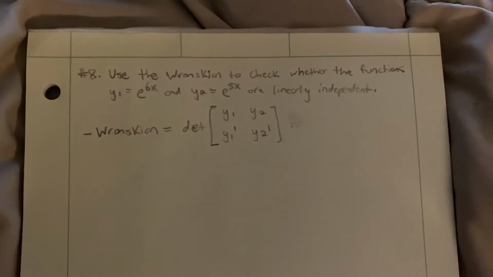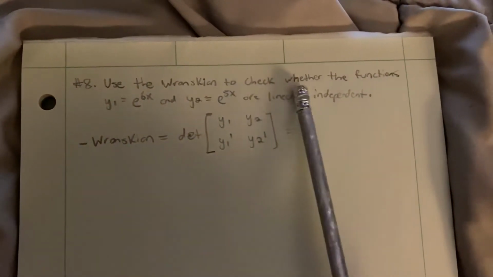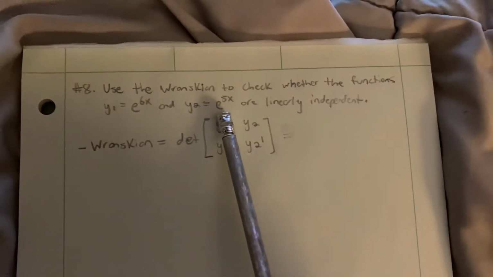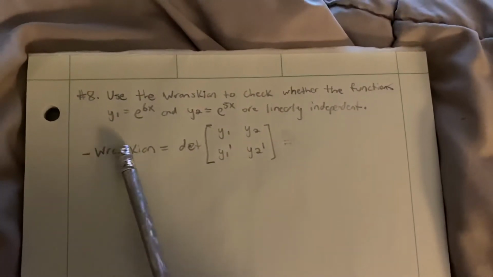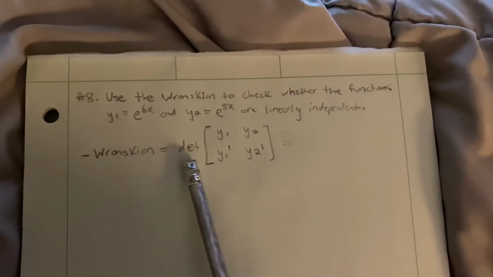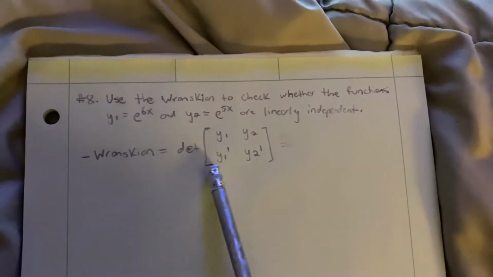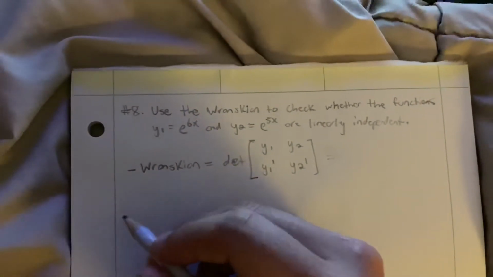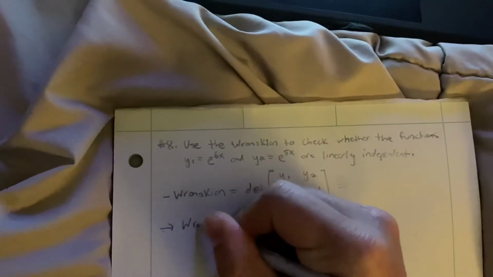Now to start this problem off, we have to use the Wronskian to check whether the functions y1 equals e to the 6x and y2 equals e to the 5x are linearly independent. The formula for the Wronskian is the determinant of y1, y2, y1 prime, the derivative of y1, and the derivative of y2. So to start, we're going to go to the next line and input our values.